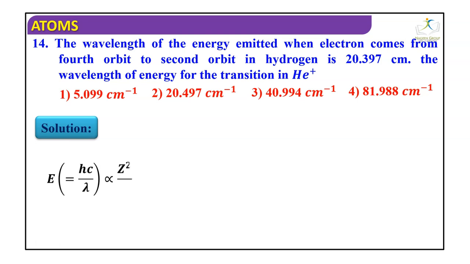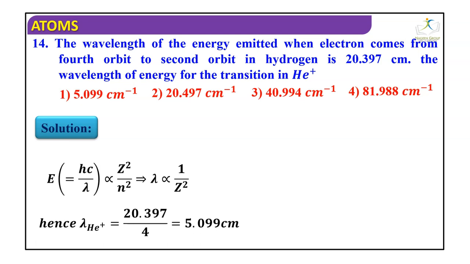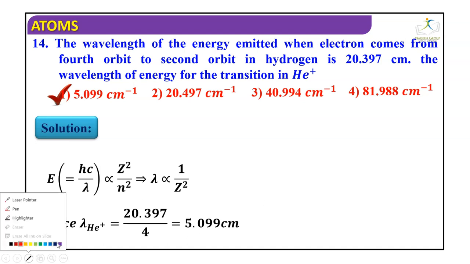Let's move to the solution part, students. We know that E is equal to hc by lambda, which is proportional to Z square by n square. So lambda is directly proportional to 1 by Z square. So lambda He+ is 20.397 by 4, which comes to 5.099 centimeter. Hence, we can say that the correct option is 1. Here, students, there is a little mistake. This will actually be inverse.